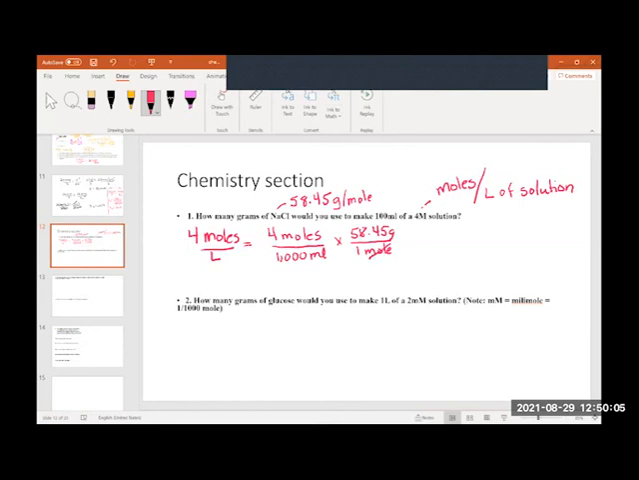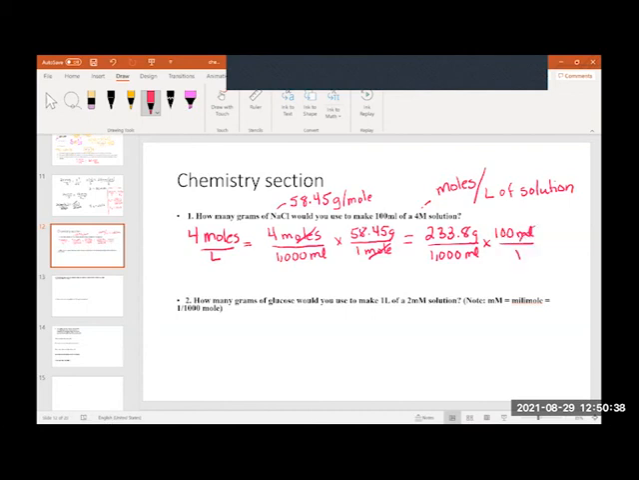My mole values cancel out, and I am left with 233.8 grams for every 1,000 milliliters. But I don't need 1,000 milliliters. I only need 100. Okay, so I only need 100 milliliters.